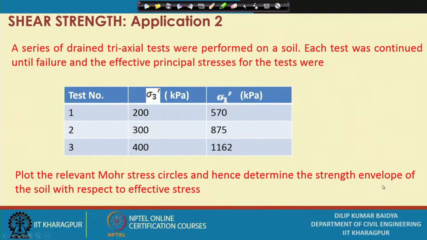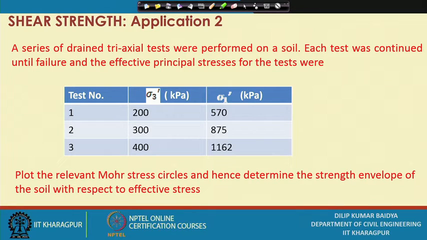There was a test, a series of drained triaxial tests. Drained triaxial test means what? Actually, this is consolidated drained. So, when it is mentioned drained test, it means it is a consolidated drained, because without consolidation we do not do drained tests. So, drained test automatically means consolidated drained.